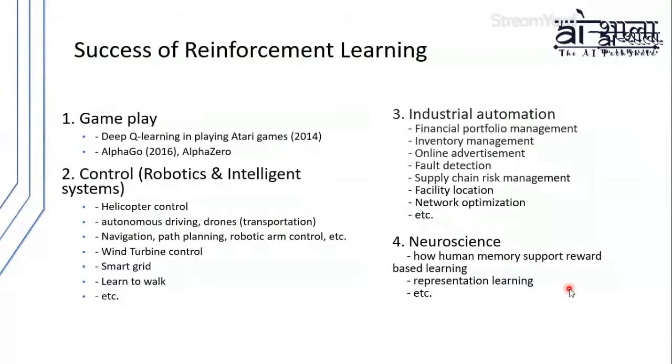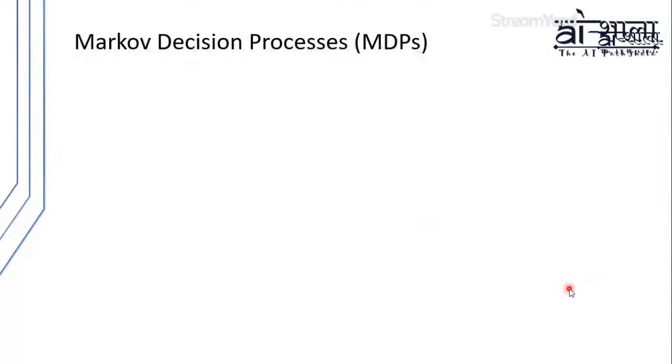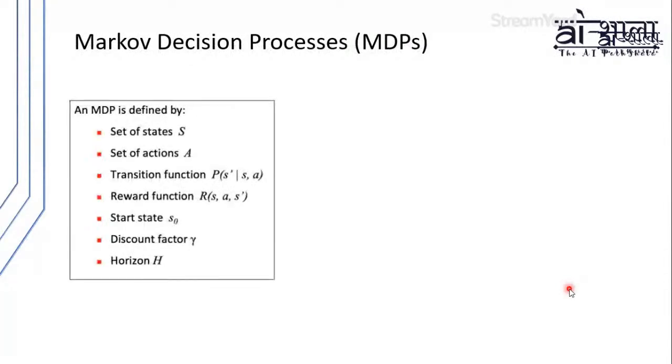Basically, in reinforcement learning, we are trying to come up with algorithms which show human intelligence, which is the goal of AI. So I will tell you an example of a Markov decision process, which is a set of tuples: a set of states, a set of actions, and transition probability. For example, if you are in a state S and take action A, what is the probability that you will end up in state S prime? Then the reward function for this configuration, the starting state, discount factor, and horizon. These things we define.